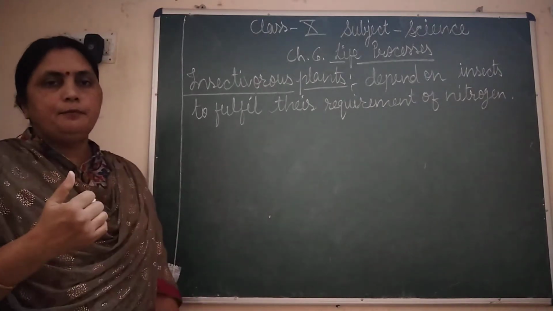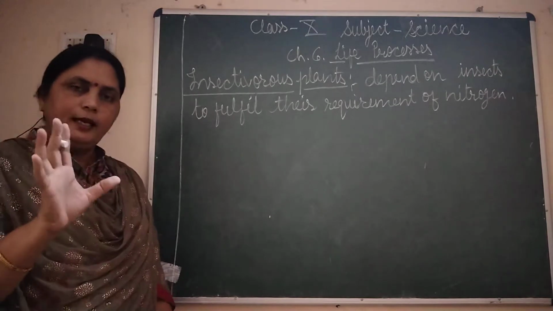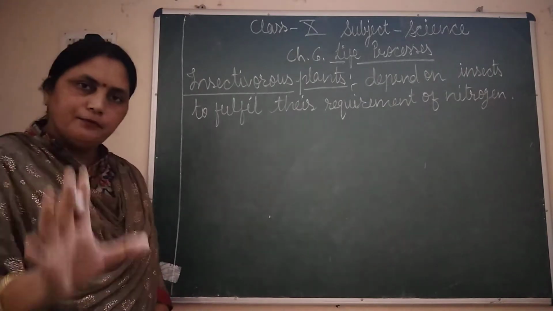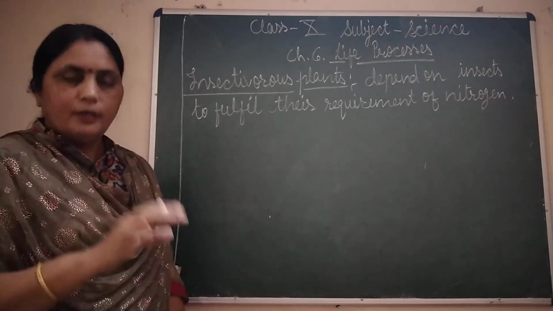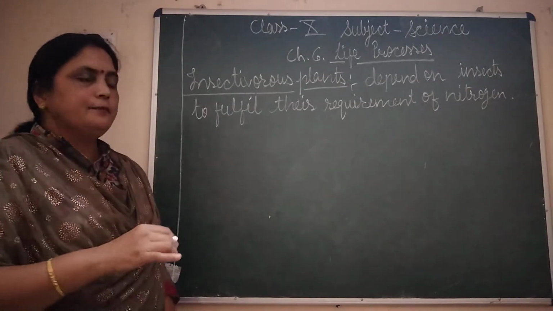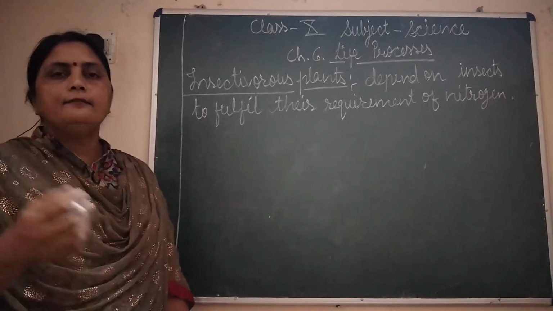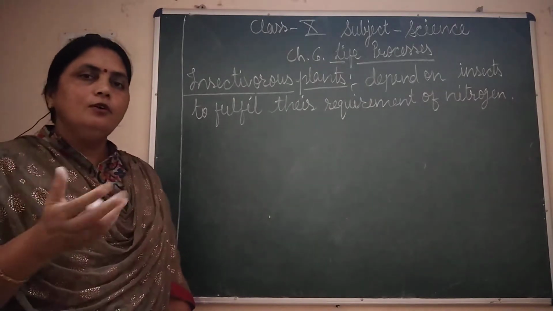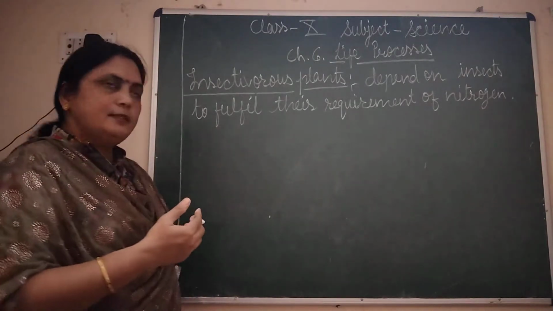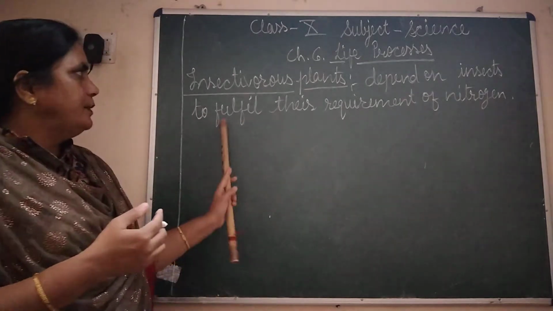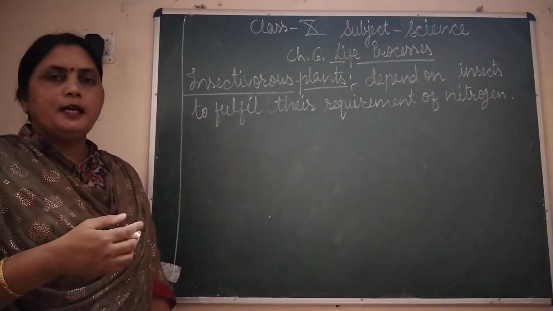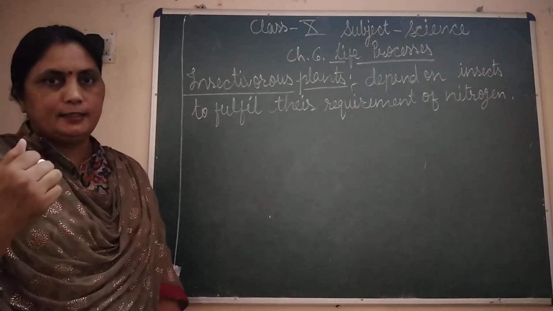But in case of some plants, yes, they perform the phenomenon of photosynthesis, but still the requirement of nitrogen is not fulfilled because the soil in which they grow has no such bacteria which can fix the nitrogen. So to fulfill this need, what do these plants do? They eat the insects.